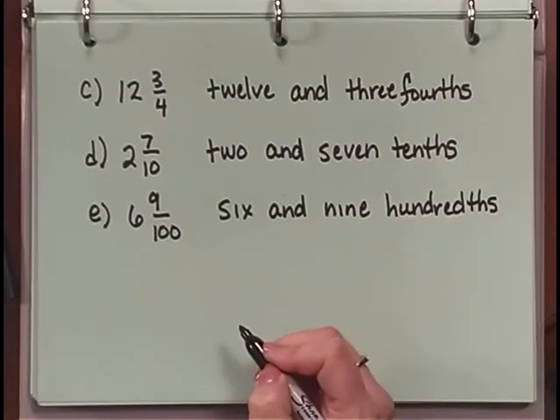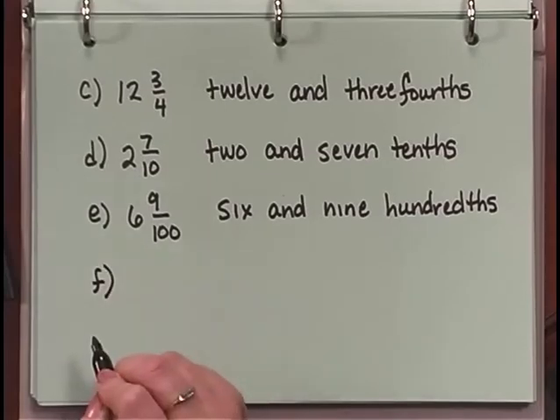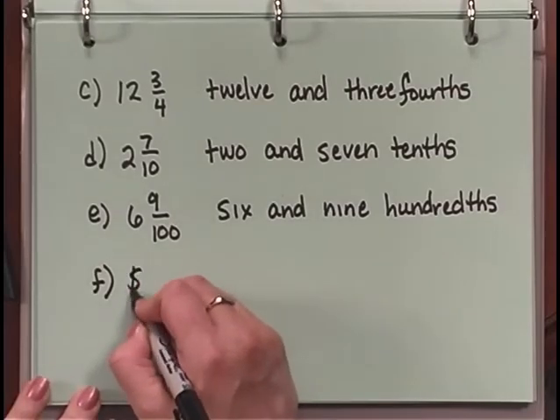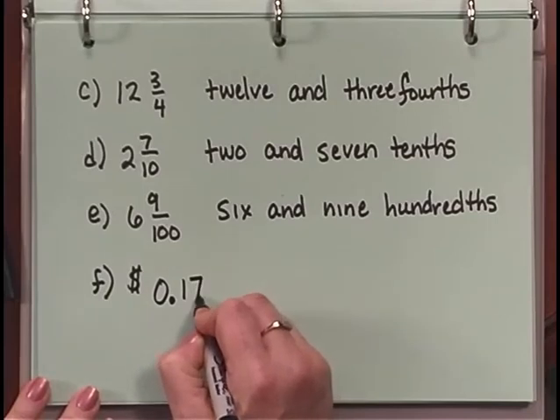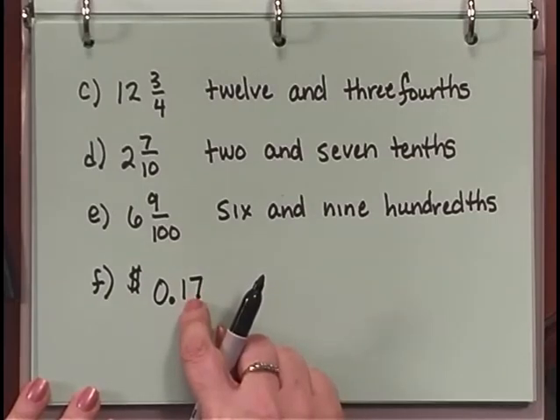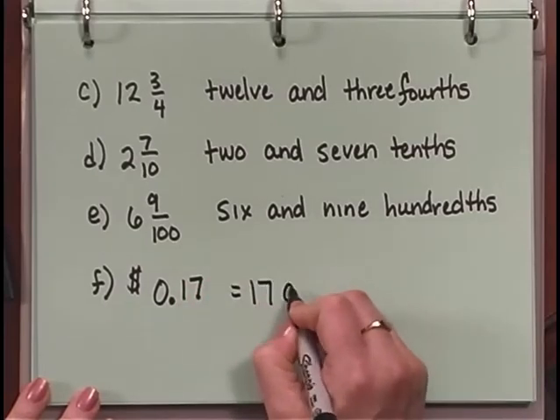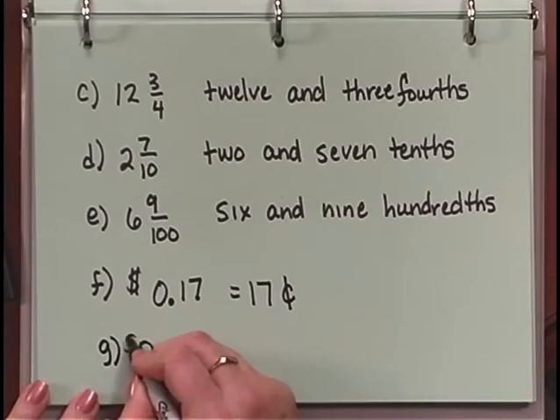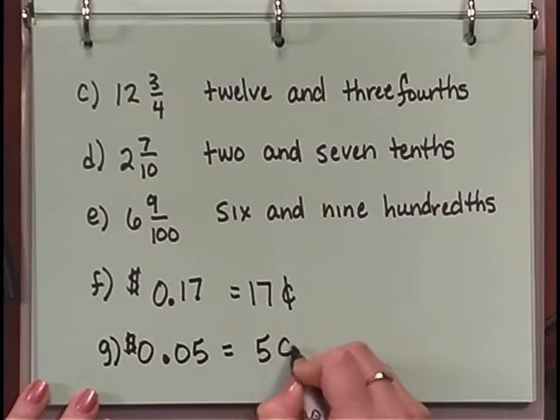Like so. Okay, now for problem F. In problem F, we're asked, write each amount with a cent sign instead of a dollar sign. So we're given $0.17, or 17/100 of a dollar. That's one other way to look at it, or 17 cents. So this is the same thing as 17 cents. And for G, we're given the following. And this is 5 cents, like so.